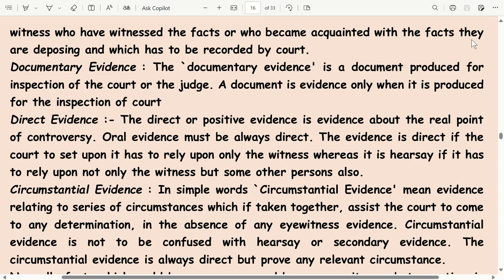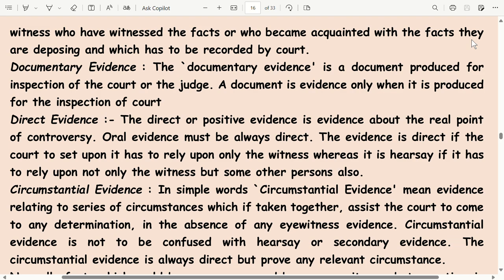Direct evidence. Direct or positive evidence is evidence about the real point of controversy. Oral evidence must always be direct. The evidence is direct if the court, to act upon it, has to rely only upon the witness, whereas it is hearsay if it has to rely not only upon the witness but some other persons also.